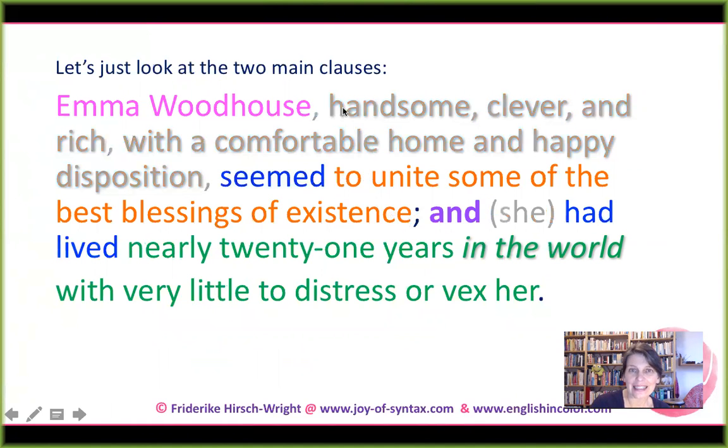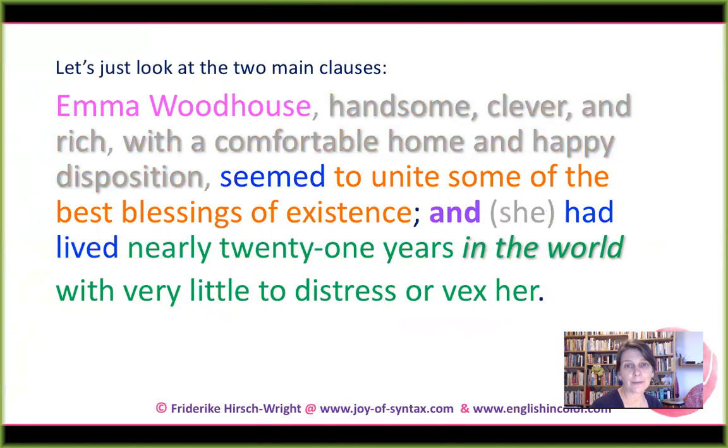And on this slide, as you can see, I have put into gray the elements that are not obligatory parts of the main clauses. Remember that predicate appositives are second predicates. They are non-finite or verbless predicates that have been placed alongside of the finite predicates. And here we see the sentence is actually syntactically complete without the gray elements. Emma Woodhouse seemed to unite some of the best blessings of existence and had lived nearly 21 years in the world with very little to distress or vex her.